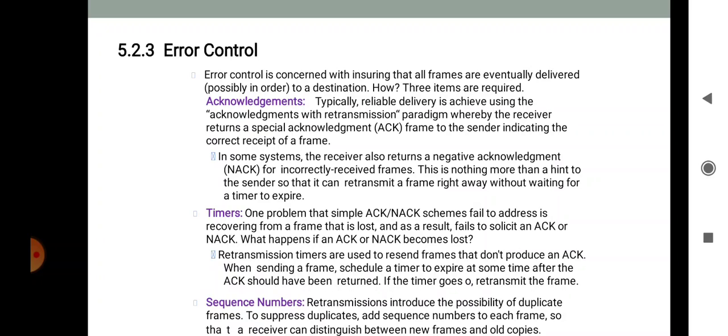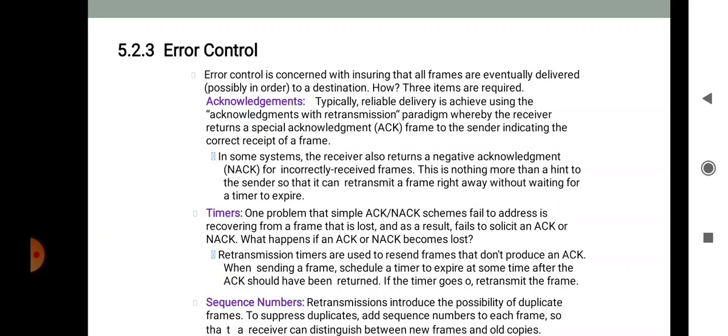Then how? Three items are required. The first one is the acknowledgement. Typically, reliable delivery is achieved using an acknowledgement with a retransmission paradigm, whereby the receiver returns a special acknowledgement frame to the sender indicating the correct receipt of a frame. In some systems, the receiver also returns a negative acknowledgement for incorrectly received frames. This is nothing more than a hint to the sender so that it can transmit a frame right away without waiting for the timer to expire.